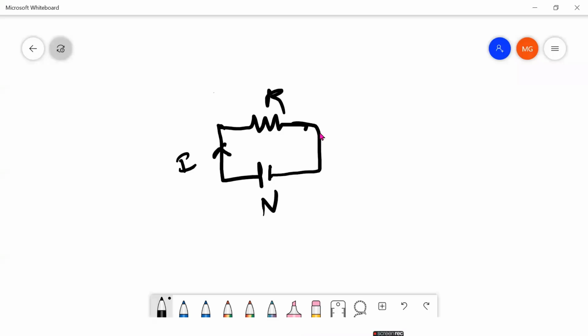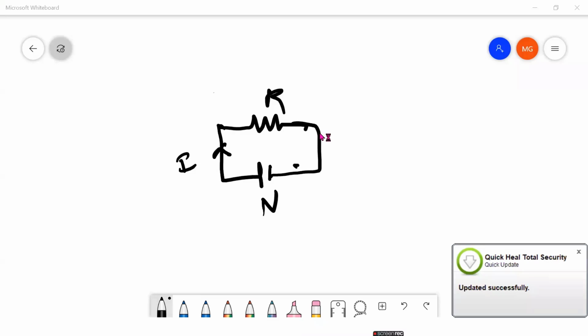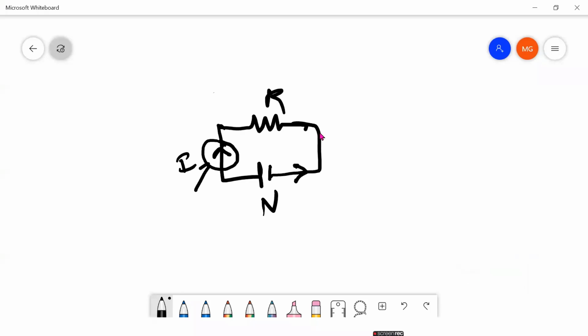Electron current will flow from the negative terminal to the positive terminal. This is nothing but the electron current. But you can observe here one more symbol. This symbol is nothing but the conventional current. I hope I reached the point.